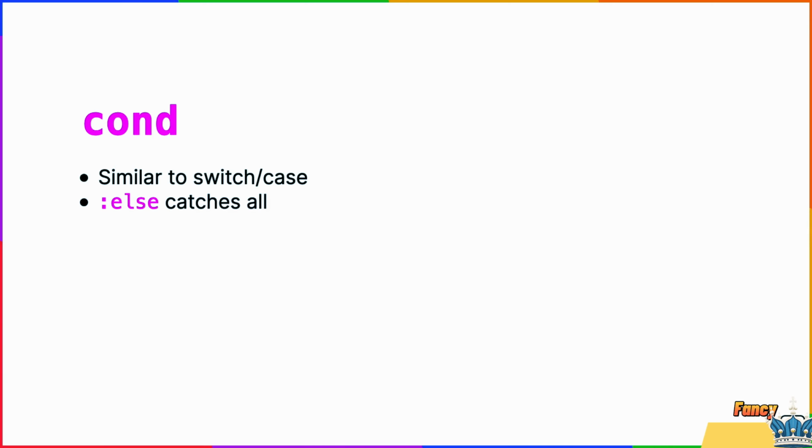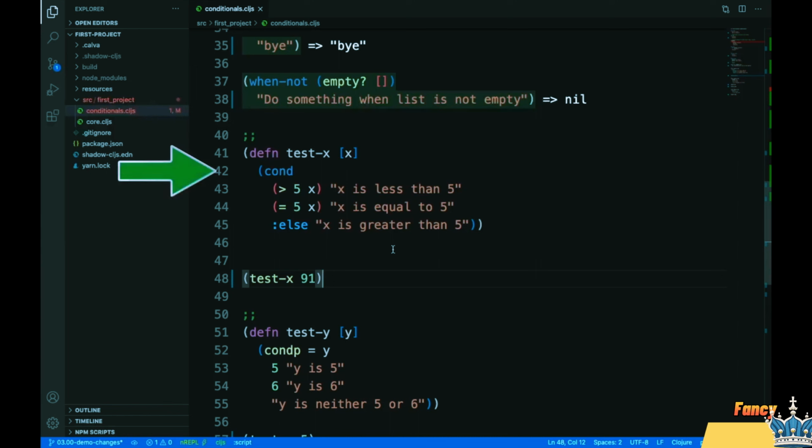Cond, short for condition, is similar to switch case. Cond takes an even number of arguments, where the arguments in even positions are the expressions to test and the arguments at odd positions are the output of those expressions. It also takes an else block, which acts as a catch-all. If the else is not specified and no case matches, nil is returned by default.